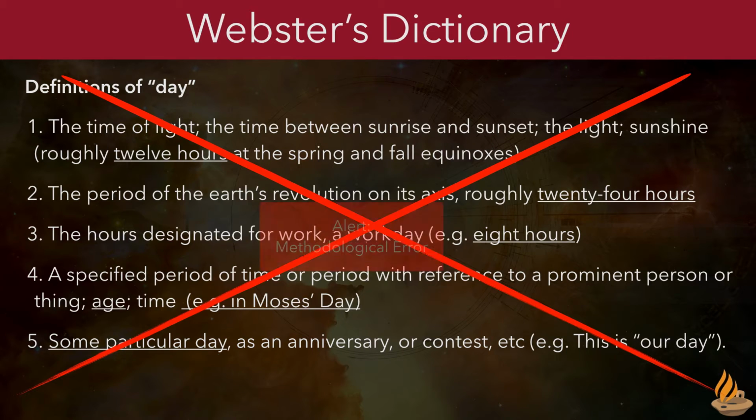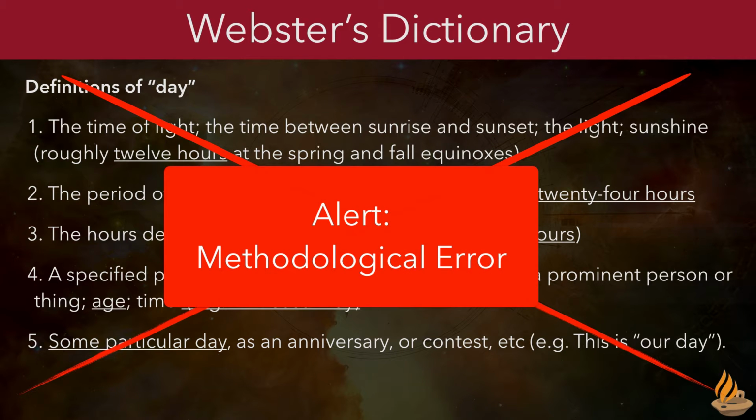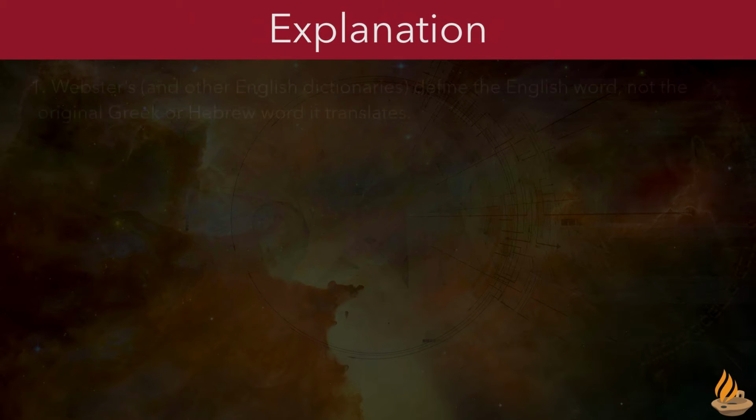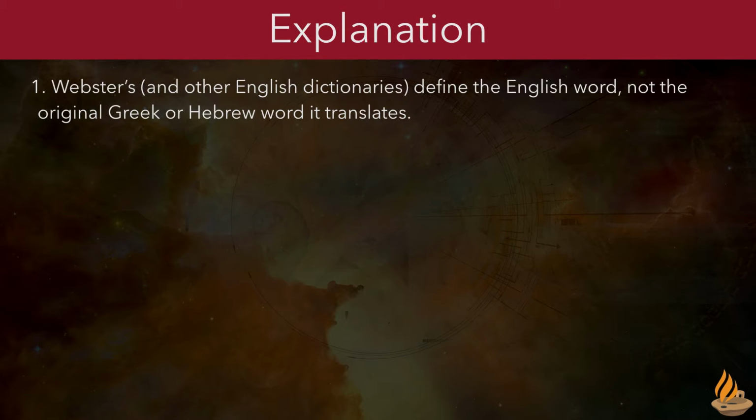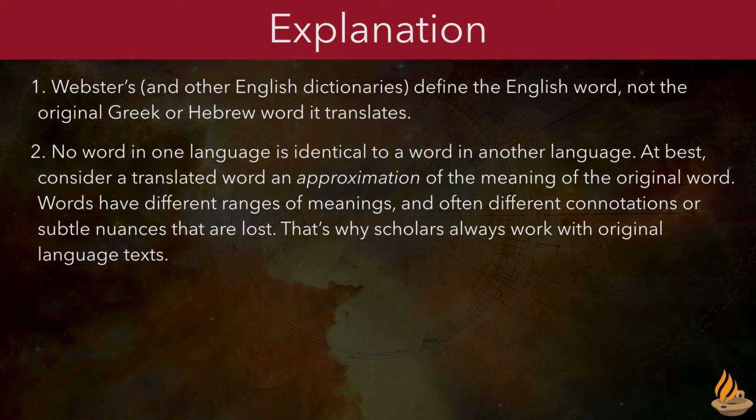However, using definitions from Webster's to understand words in the Bible is a methodological error, a bad technique. It often yields incorrect results. Why? Well, first, Webster's and other English dictionaries define the English word, not the original Greek or Hebrew word it translates. Second, no word in one language is identical to a word in another language. At best, consider a translated word an approximation of the meaning of the original word. Words have different ranges of meaning, and often different connotations or subtle nuances that are lost in translation.